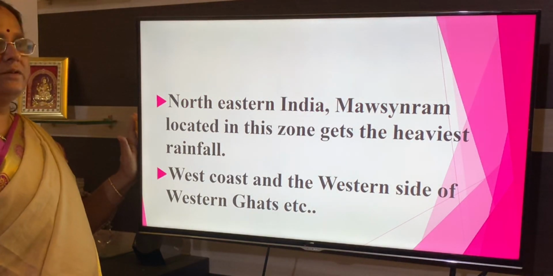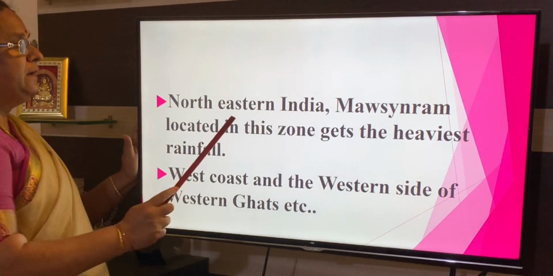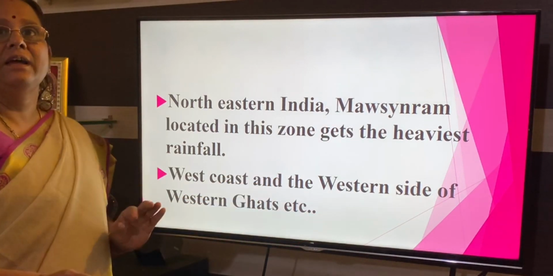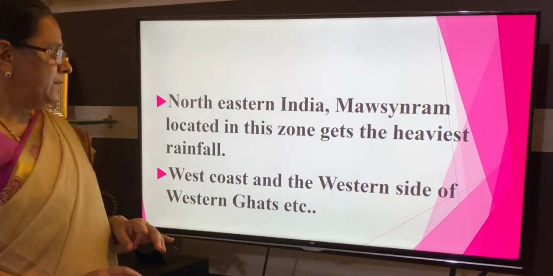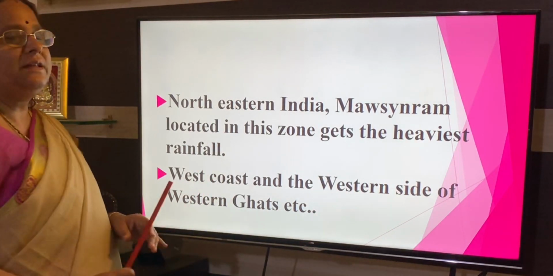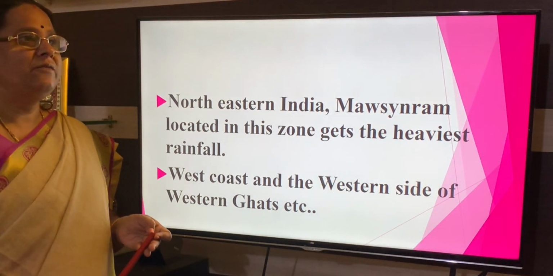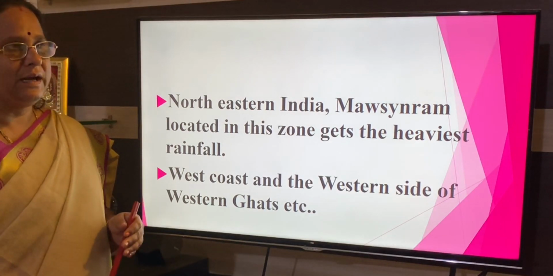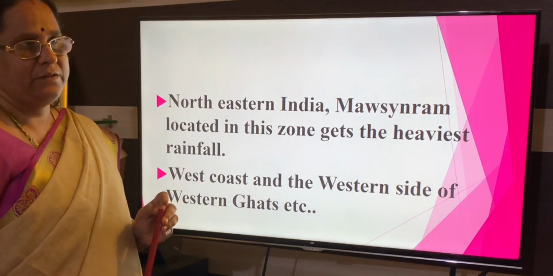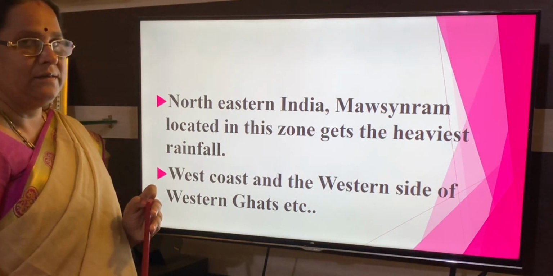Children, we have to learn the third and fourth belt. So here you remember Eastern India, Mawsynram, that is located in Meghalaya, which receives heavy rainfall. And the next one is the Western Coast and Western side of Western Ghats. So these are the four belts you have to remember as areas which receive heavy rainfall. And here you will see that the rainfall will be above 100 to 200 centimeters.